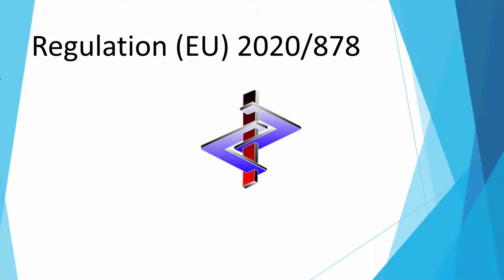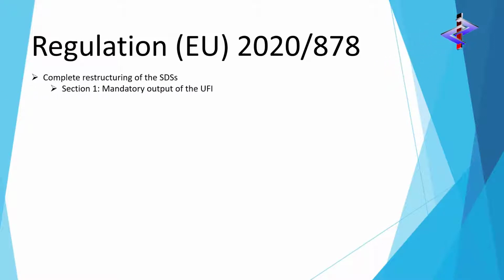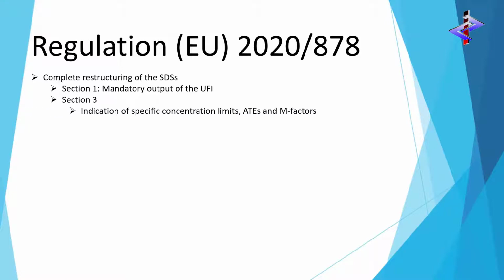Regulation EU 2020-878 aligns the EU SDS with the recommendations of GHS revisions 6 and 7. There are major changes in sections 1, 3, 9 and 11. In section 1, the UFI code must be output for hazardous products. In section 3, specific concentration limits, ATE values and M factors must now be specified for all raw materials.